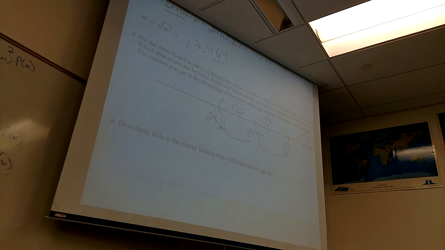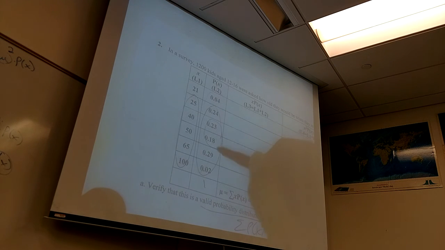Now who's got part E? I love part E. You got it. What did you get? 828. How'd you get that? All I did was the same thing: we retired before age 65, so I added up everything, 0.04, and added all that up, all the way to 50, and then after that, what'd you get there?